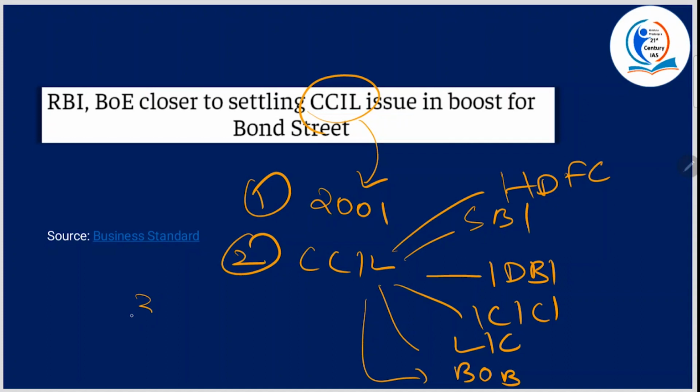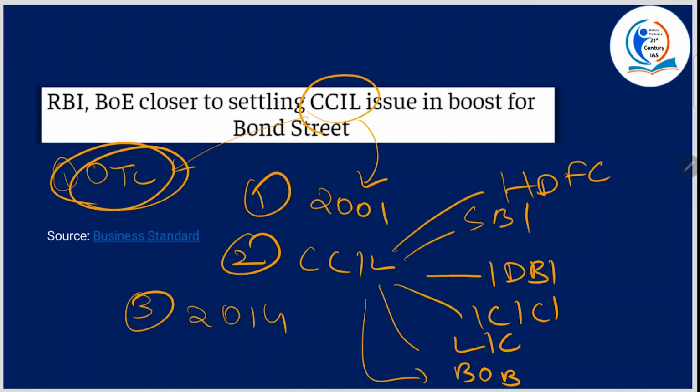And the CCIL actually got recognition as a qualified central counterparty by the Reserve Bank of India in the year 2014. And what are some of the functions of the CCIL? CCIL is the trade repository for all the OTC transactions in forex, interest rate and credit derivative transactions. So this is one of the important functions of CCIL.